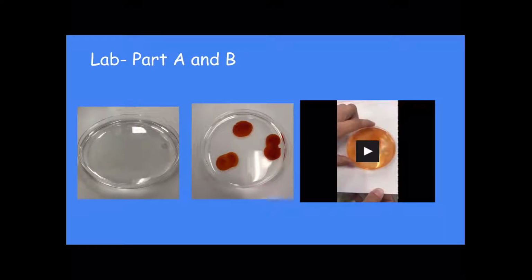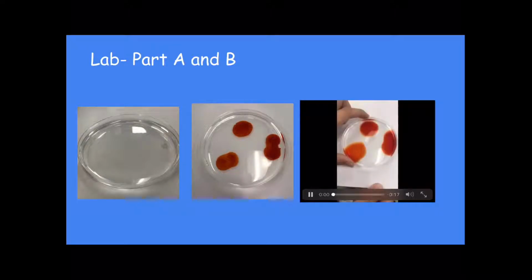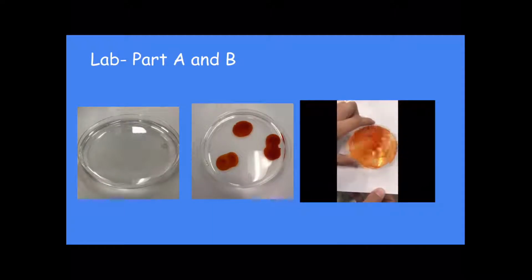On the far left, 20 milliliters of potassium thiocyanate is poured into a petri dish and a clear solution is observed. 3 drops of iron nitrate are added in the middle picture, and the video on the far right shows the swirling of this that creates an orange transparent solution.